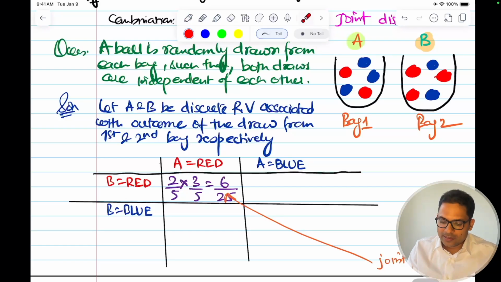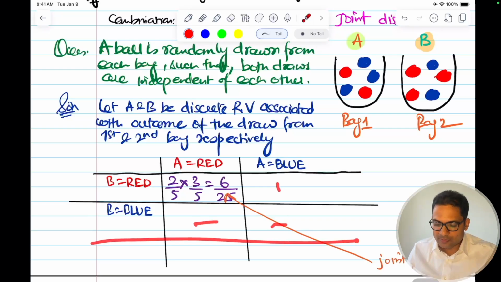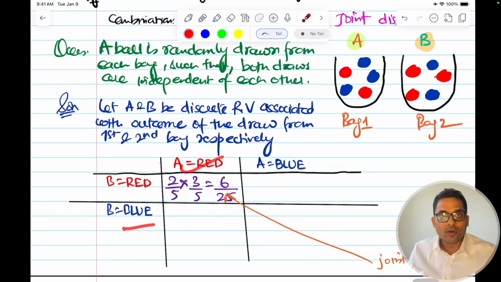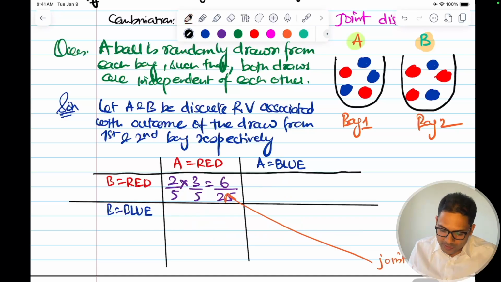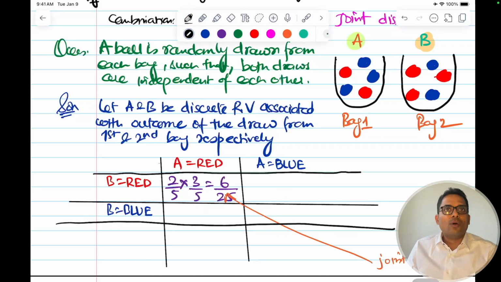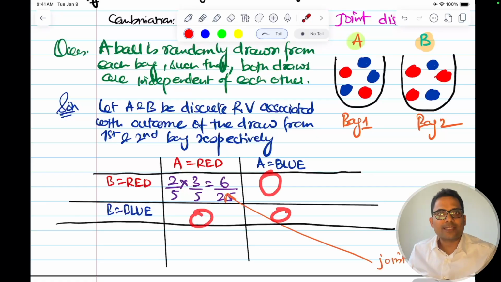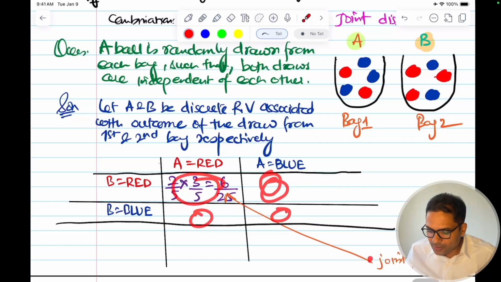Okay. Similarly, all the combinations will have the joint probability: a red ball and a blue ball in the first and red ball in the second, and blue ball in the first and blue ball in the second. All these cells, each cell, there are 4 cells, right? So let me make this also here. All these 4 cells will give me the 4 probability distributions. I hope that is clear. And each cell value is the joint distribution.